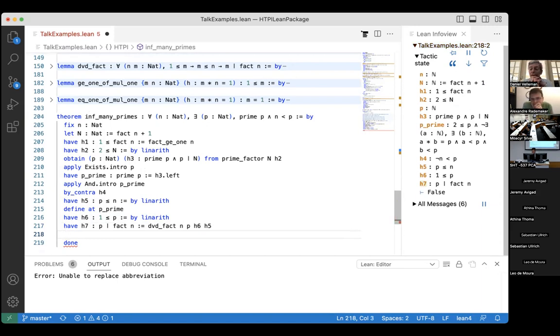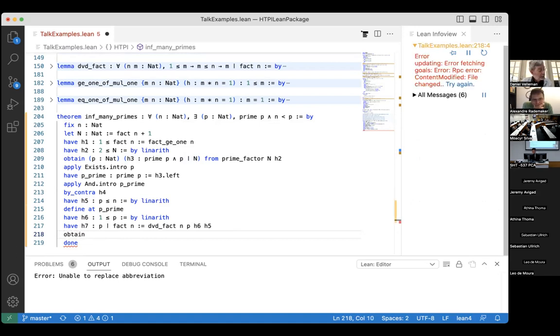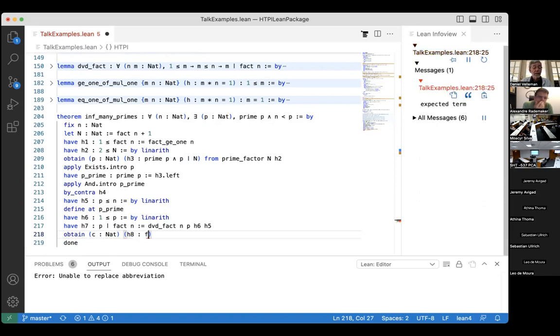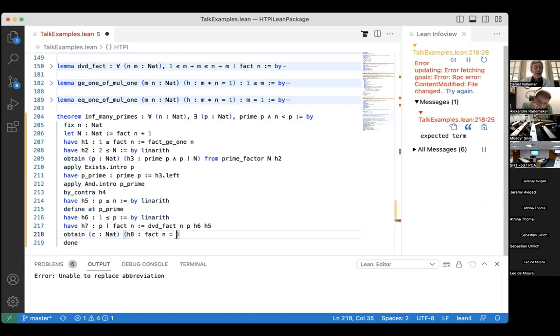Okay, how is this going to help me? Well, I've got P divides N factorial. I also have up here that P divides capital N, or I have it here in H3. Let me write out what those tell me. That tells me I can obtain, let's say, a natural number C, so that N factorial equals P times C. And I get that from H7.